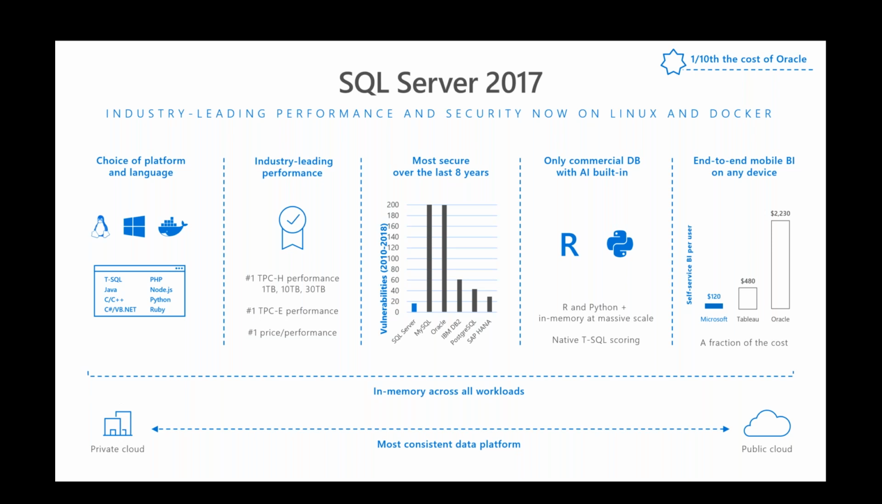The other interesting thing is the stat that's in the middle of the slide, which is the most secure database over the last 8 years. You might go, well, Ramnik, what does that mean? Essentially, this is looking at the National Institute of Standards and Technology and their data on vulnerabilities. And over the last 8 years, SQL Server has been the least vulnerable database. It even has fewer vulnerabilities than some of the competitors, like let's say SAP HANA or even open source databases like PostgreSQL, which may not have been around as long.